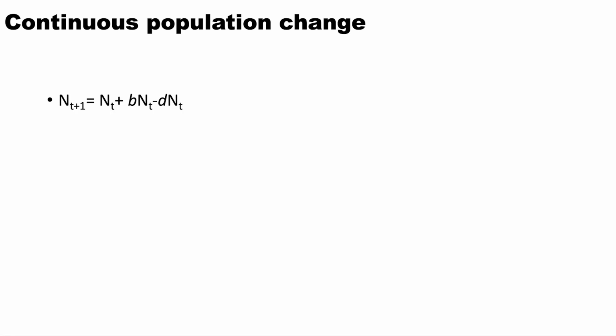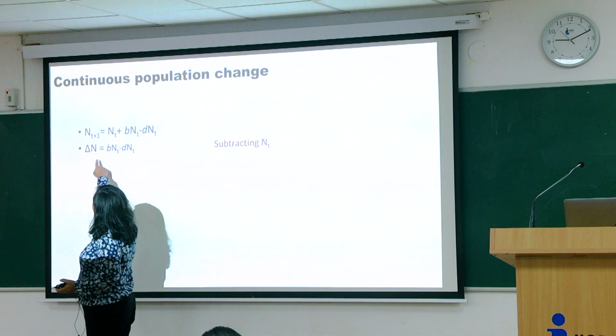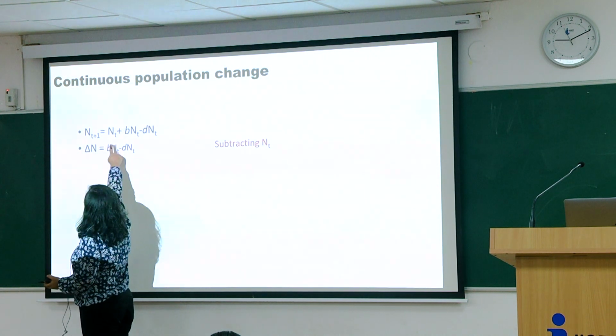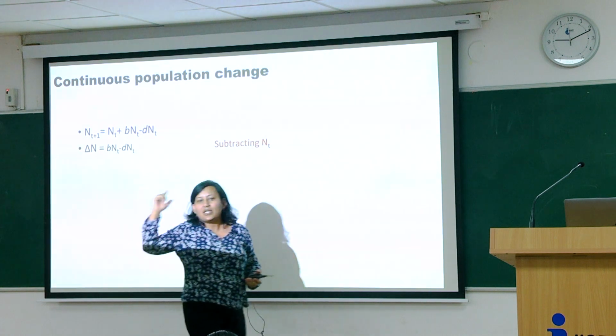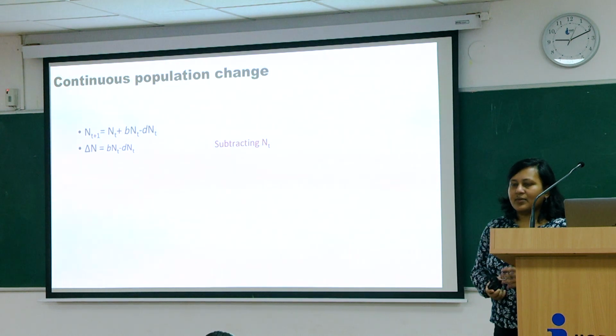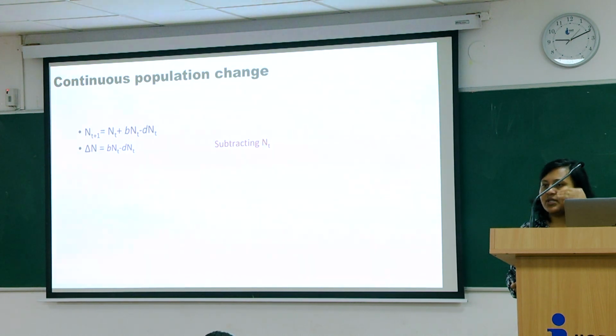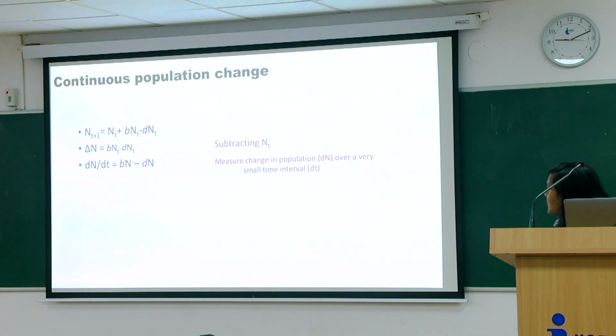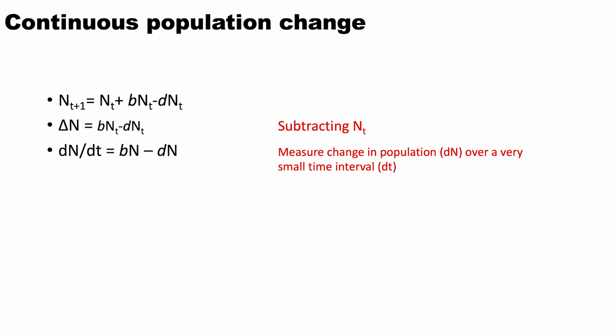Now let's get back to that equation again. If we subtract Nt from both sides of the equation, here basically what we have is Nt+1 minus Nt, and from here also we removed Nt. So then what we get is delta N, which is the change in population size. First we looked at the ratio between the second population size and the first population size. Now we are looking at the magnitude of change between these two times. And so what we get is the rate of change, the measure in population over a small time interval.